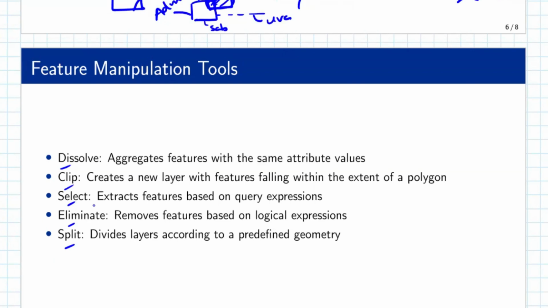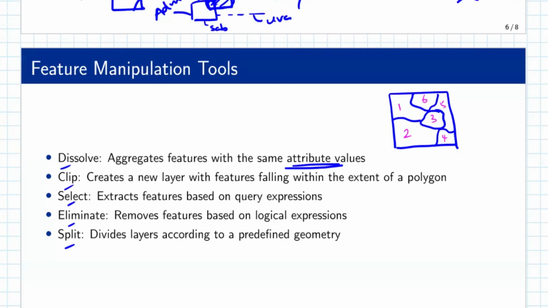In the case of dissolve, we aggregate features with the same attribute values. Let me give you a simple example and let's move on. Imagine that you have an area like this. And this is your, I'll draw this carefully as possible. This may be one boundary, another boundary, and another boundary. So for the simplicity, let me name them as 1, 2, 3, 4, 5, and 6. So these are admin boundaries or some polygons. If I name this, I would say polygon ID.